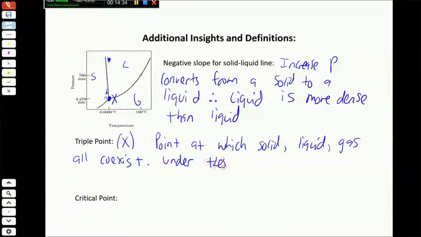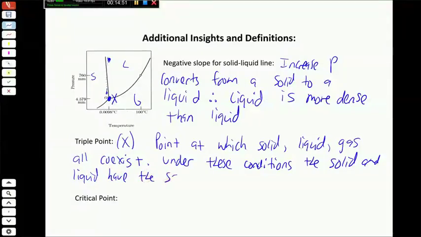So under these conditions, the solid and liquid have the same vapor pressure. Which is why you can have solid, liquid, and gas together, because they both have a vapor pressure associated with them, and all three can coexist. All right, so that's the triple point for water right there at close to 0 degrees Celsius and about 4.5 millimeters as is marked here. So that's the triple point, which is the intersection of those three.